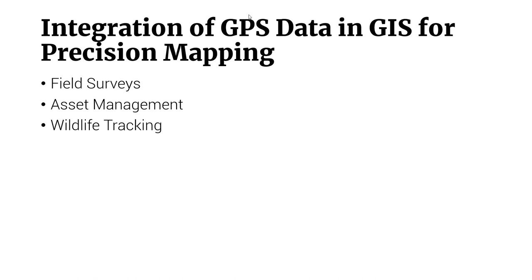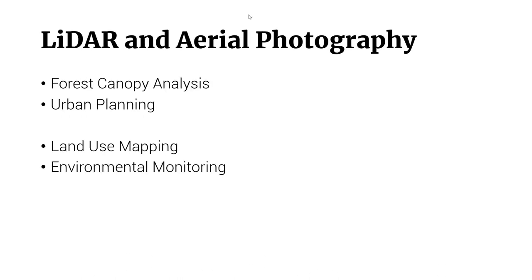So that's wildlife tracking. So those are the examples again of integration of GPS data in GIS for precision mapping. We have field surveys, asset management, and wildlife tracking. Let us now proceed with LiDAR and aerial photography.